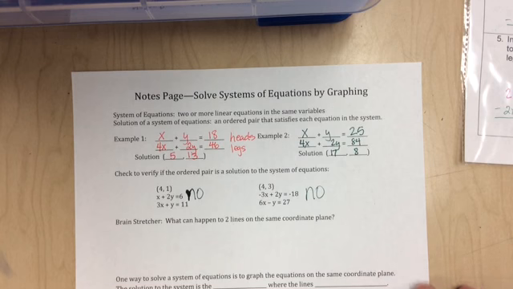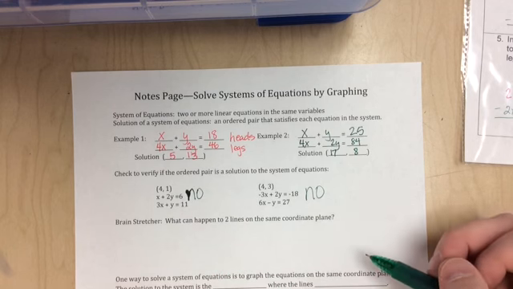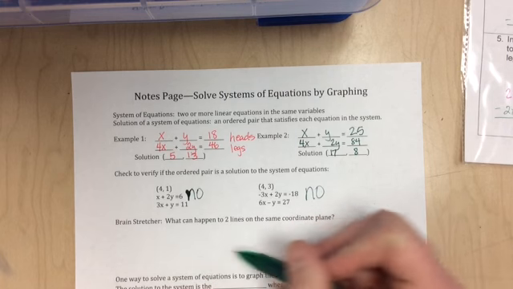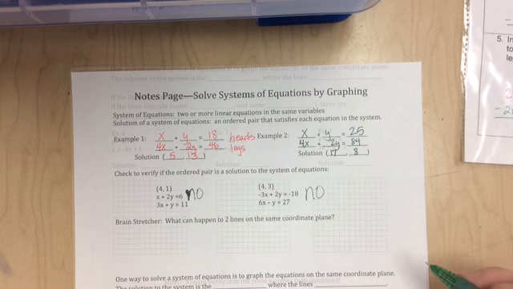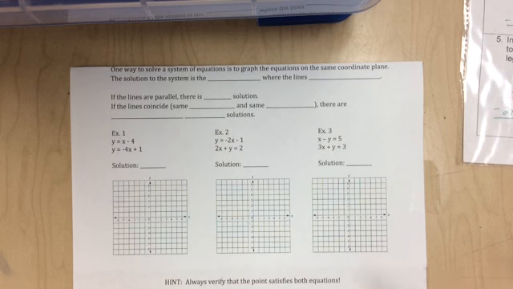Before I pause, what I'd like to do is look at the brain stretcher. What can happen to two lines on the same coordinate plane? I'm not going to give you those answers right now, but what I'd like for you to do is write down what you think. If I have two lines on the same coordinate plane, what are some things that might happen to those two lines? Hopefully you've had a chance to write down a couple of things on that question, what can happen to two lines on the same coordinate plane?